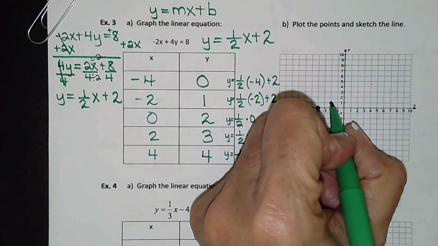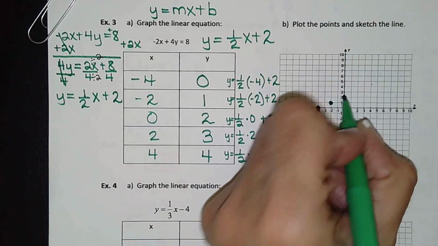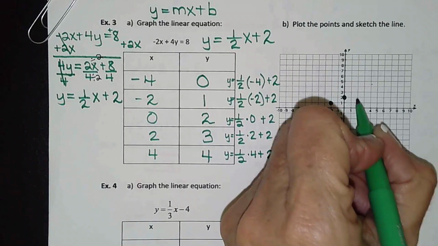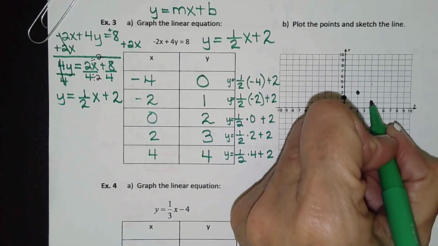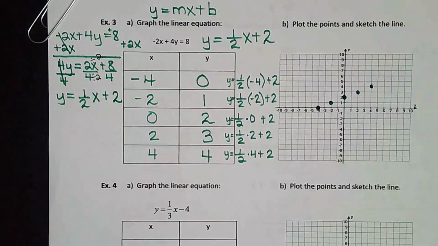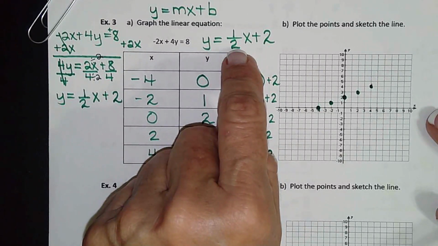-2 up to 1. 0 up to 2. There's my y-intercept. 2 up to 3. And last but not least, x is 4, y is 4. And look at that nice, pretty line. And does everybody agree our slope is 1/2?